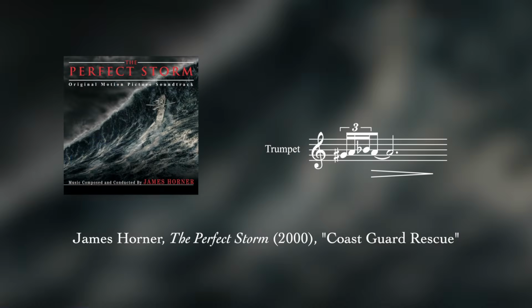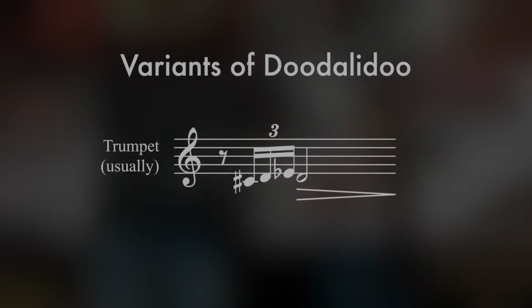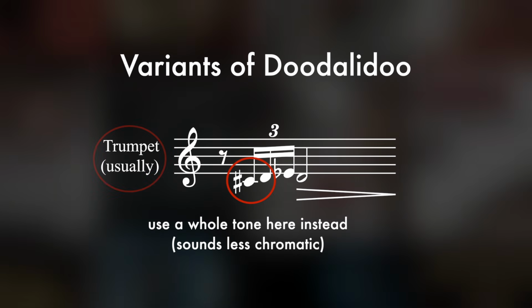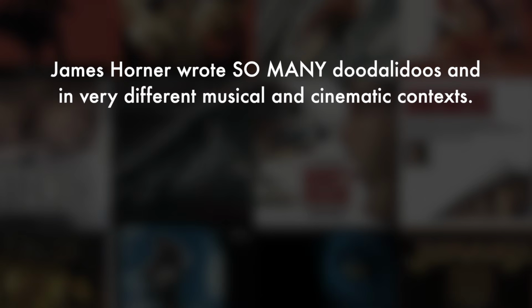In this cue from The Perfect Storm, however, we have what I would call the perfect doodly-doo. There are many variations on this, including making the first interval a whole tone or using other instruments. But it's important that this device could be so frequently used across many musical and cinematic contexts.